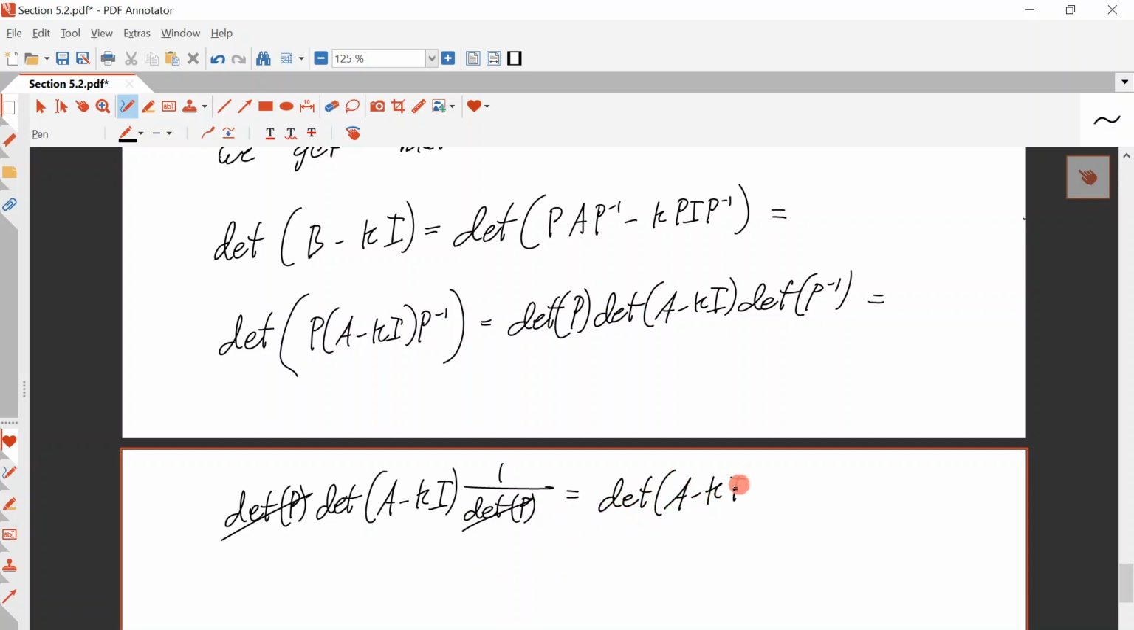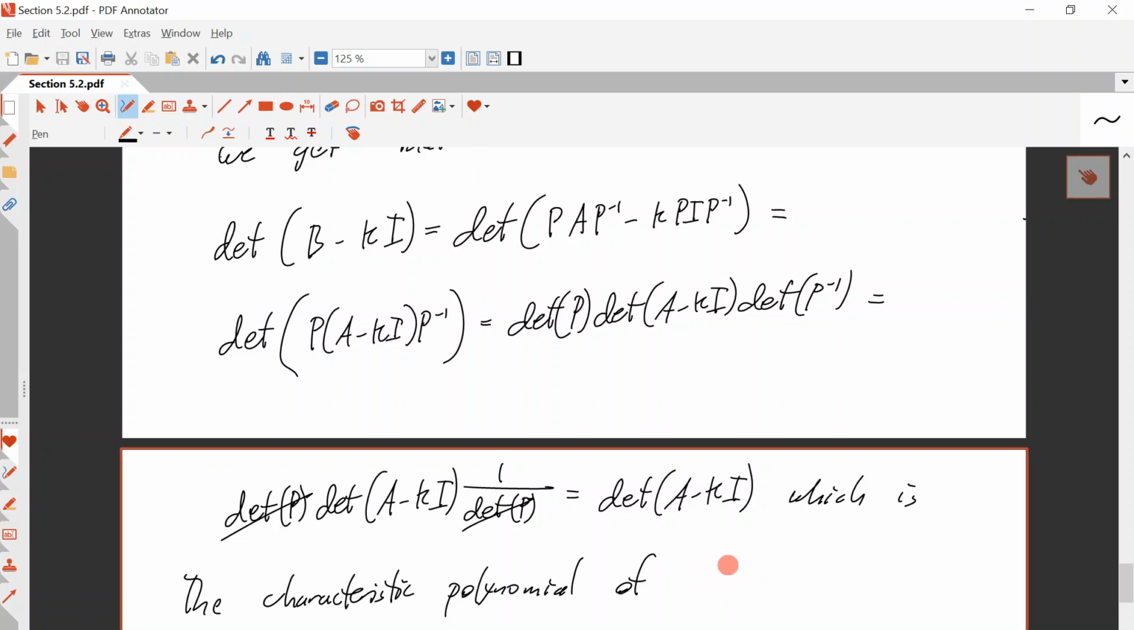The determinant of A minus Ki, which is the characteristic polynomial of A, right? This is the characteristic polynomial of A, and it's equal to the characteristic polynomial of B. Okay? Done.